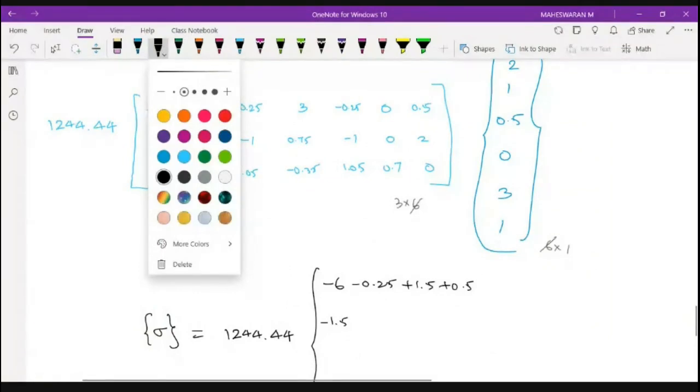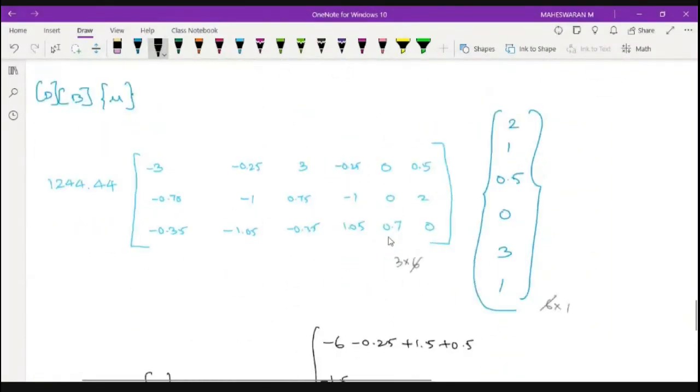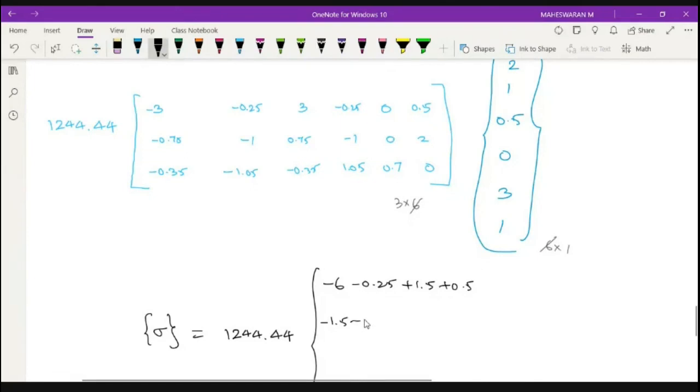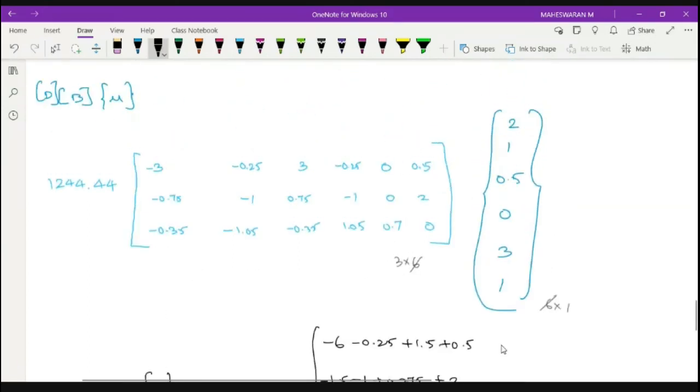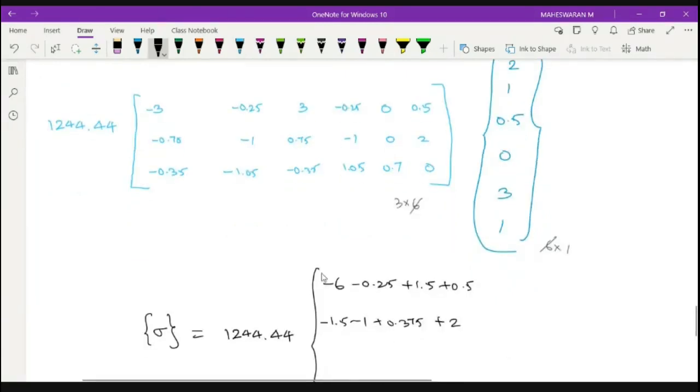Next, minus 1 into 1, minus 1, so 0.75 into 0.5. So 0.75 into 0.5 is 0.375. Minus or plus? Plus 0.375. And this is 0. And the next one is also 0. The last one is plus 2. Right? Next. So minus 0.35 into 2. 0.35 into 2, which is 0.7. Minus 0.7.